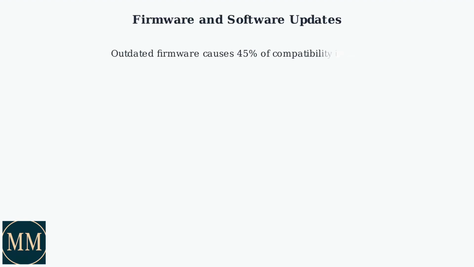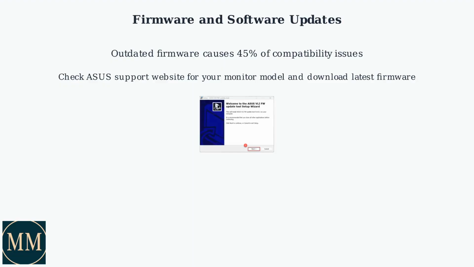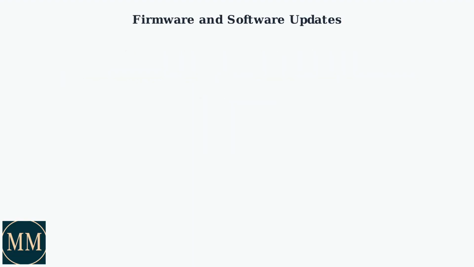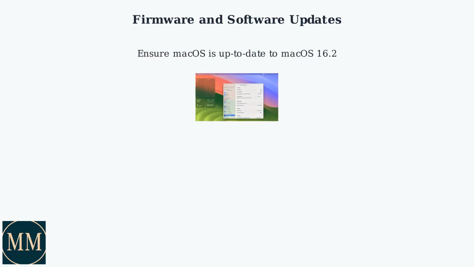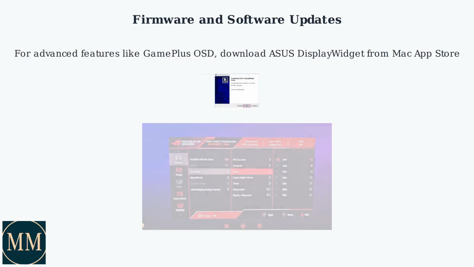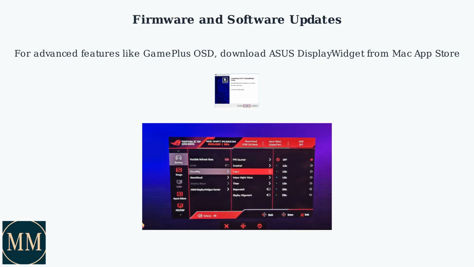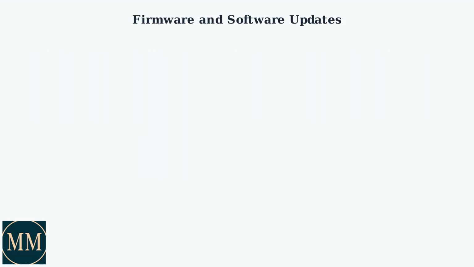Outdated firmware is a major cause of ASUS monitor incompatibility, accounting for 45% of cases. Check the ASUS support website for your specific monitor model and download the latest firmware. Also, ensure your macOS is up to date, currently to version 16.2. For advanced features, like ASUS's Game Plus OSD, download the ASUS Display Widget app from the Mac App Store.